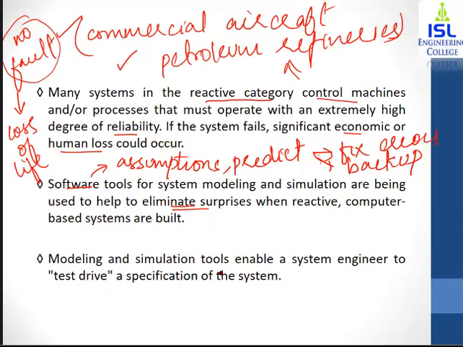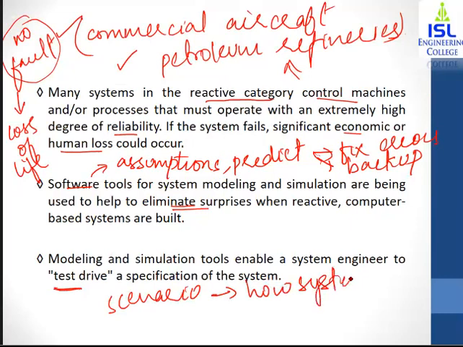Now, modeling and simulation tools enable the system engineer to test drive a specification of the system. That is, these software tools and systems are used so that you can test drive. That is, if so and so scenario has occurred, how the system will behave is going to be identified. If the system is not behaving well, you're going to make changes within the software. You can refactor the code, you can fix the issues, and the software will be ready.